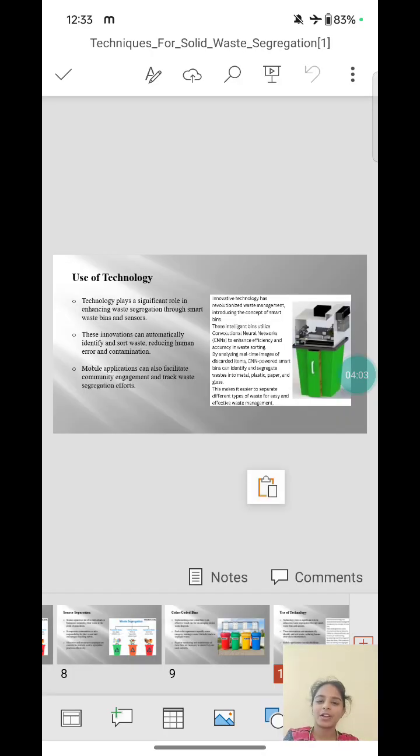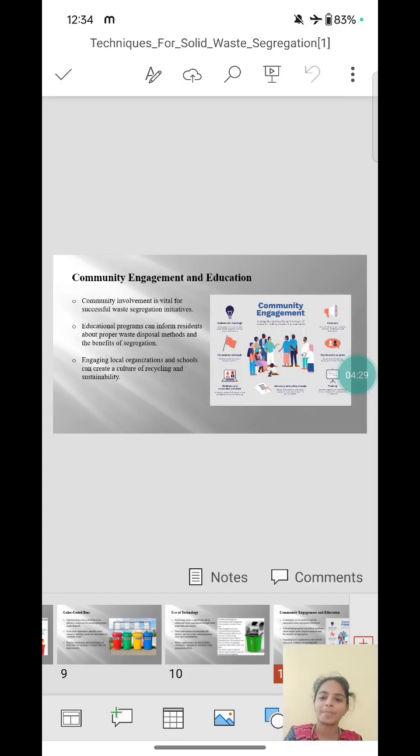And use of technologies. Technology plays a significant role in enhancing waste segregation through smart dustbins and sensors. These innovations can automatically identify and sort the waste, reducing human error and contamination. Mobile applications can also facilitate community engagement and track waste segregation efforts.